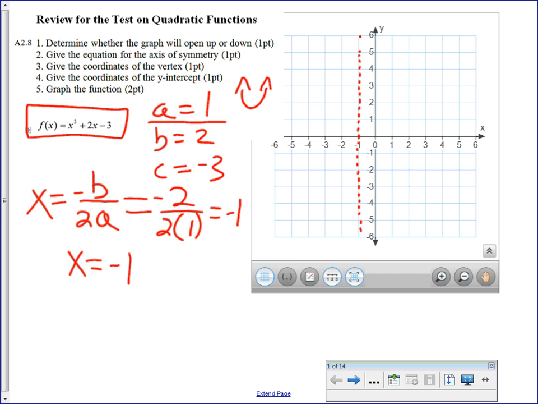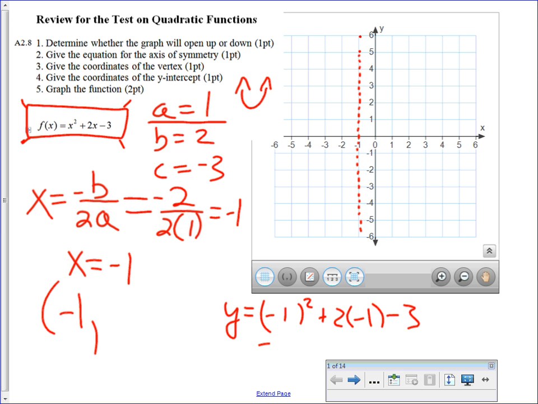Then it says to find the coordinates of the vertex. But we know that the x value of the vertex is on the axis of symmetry. So all we have to do here is plug negative 1 back into our equation. So y equals negative 1 squared plus 2 times negative 1 minus 3, or 1 minus 2 minus 3, is going to give me negative 4.